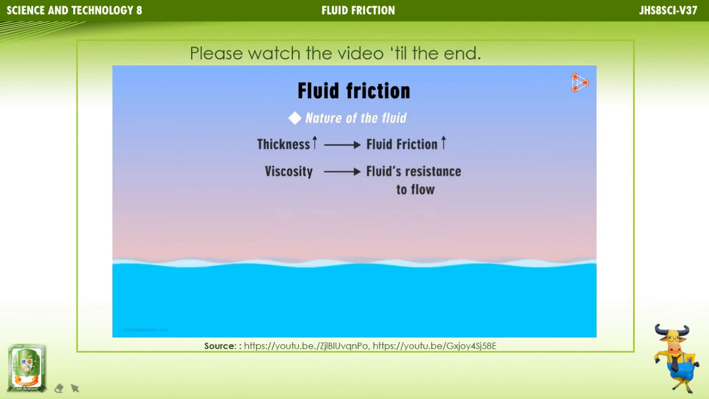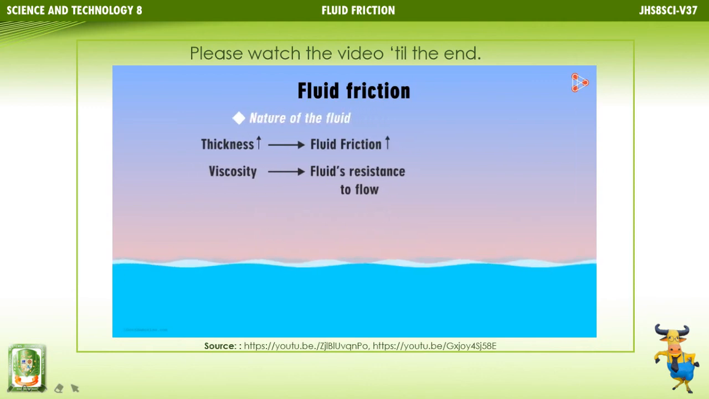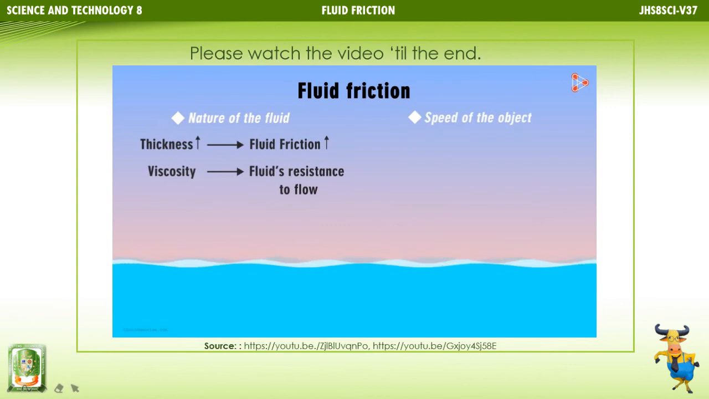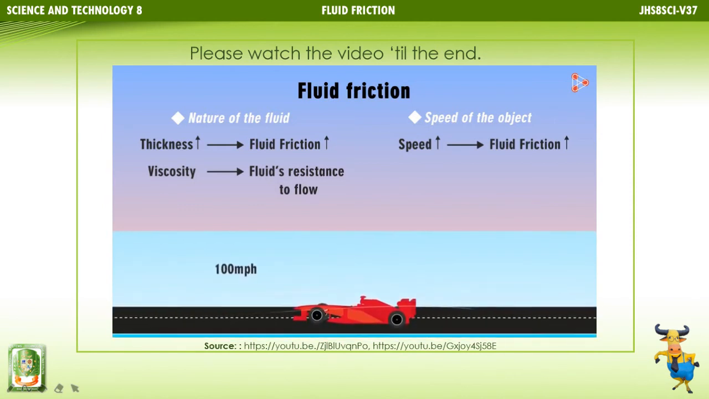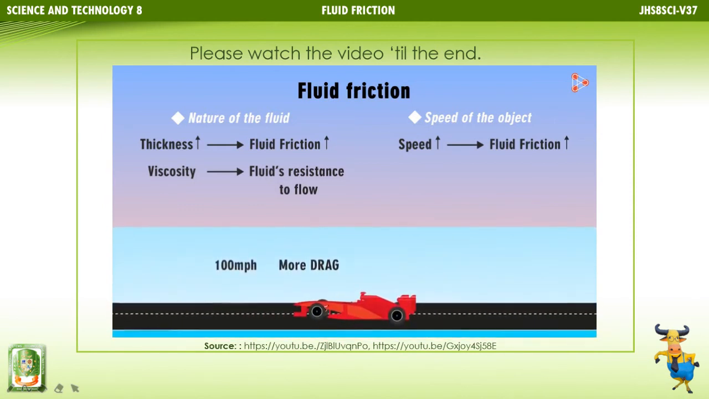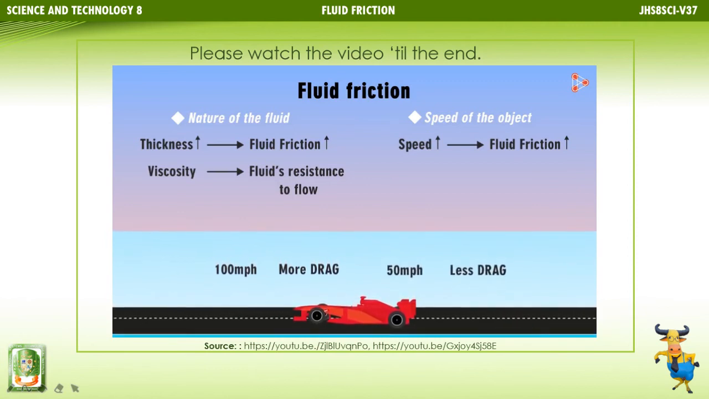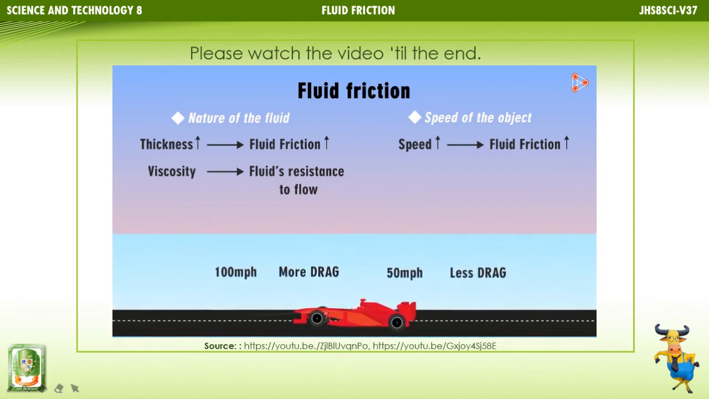Can you think of any other factor? Another factor is the speed with which the object is traveling. The higher the speed of the object moving through a fluid, the greater the frictional force acting on it. A vehicle traveling at 100 miles per hour will face more drag of air as compared to a similar vehicle traveling at 50 miles per hour.